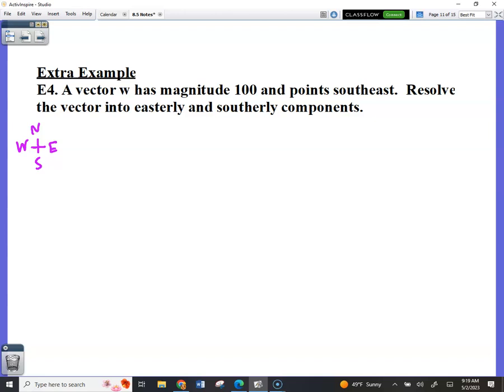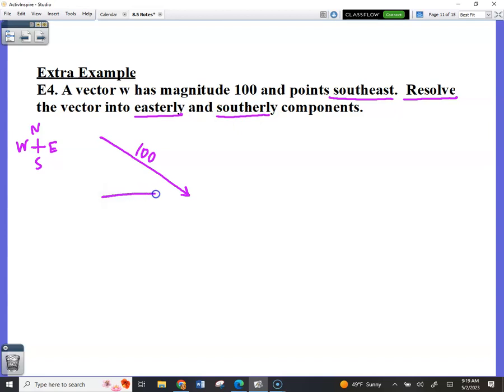All right, so we have a vector W, has a magnitude of 100, and it is running southeast. If you really want to try to draw this according to what it's saying, you can see that we're going to go down and to the right, drawing our vector. Then it says resolve the vector, which is that fancy way of saying you're finding the two components that would make that vector of 100 right there. And then they tell you what direction to find them. They want easterly and southerly.